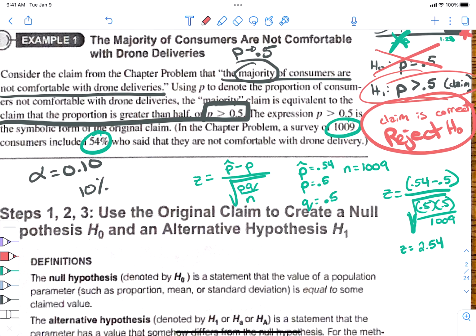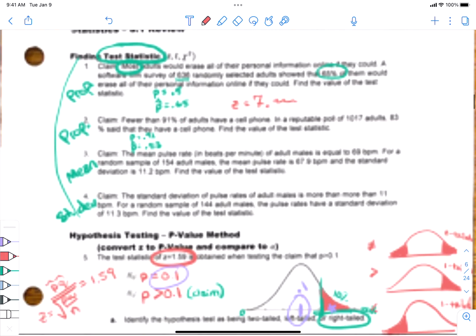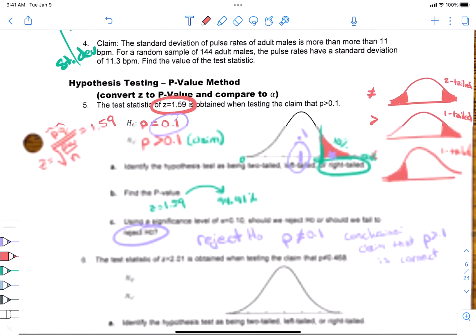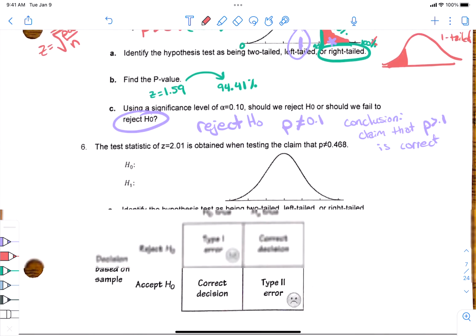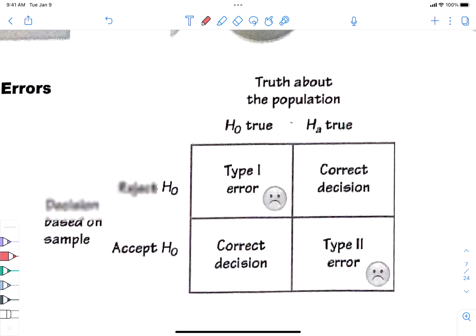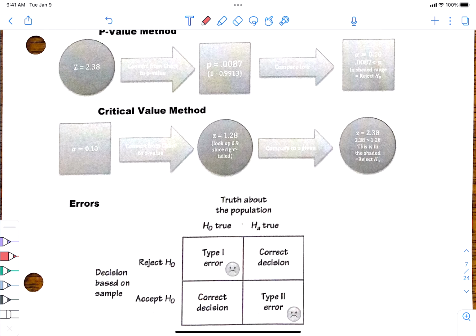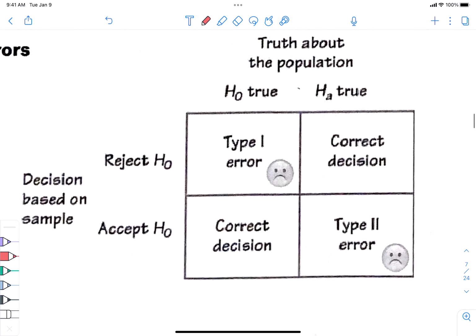All right, should we talk errors now? All right, let's talk some errors here. Go to the fake 8-1 notes and the homework assignment, the one that has the steps on the one side. So we need to go down here to where it says errors.